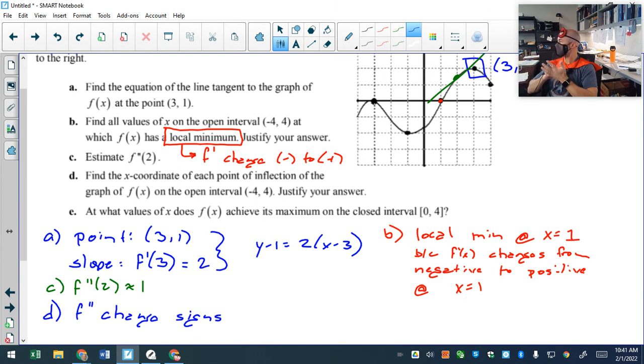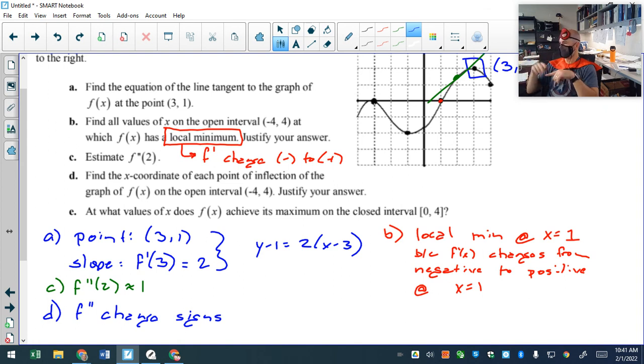That should be immediate every time, regardless of what's given to you, whether they give you an equation, a graph, a table of values. If you want an inflection point, you need the second derivative to change signs. The problem here is we don't have the second derivative, we have the first derivative. So how do I look at the first derivative and think about the second derivative? What do we look at? Yeah, it's the slope. Remember, derivative is kind of synonymous with the word slope.